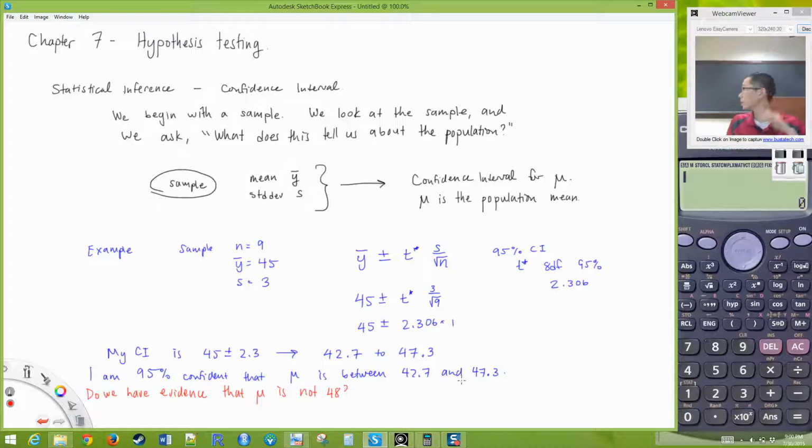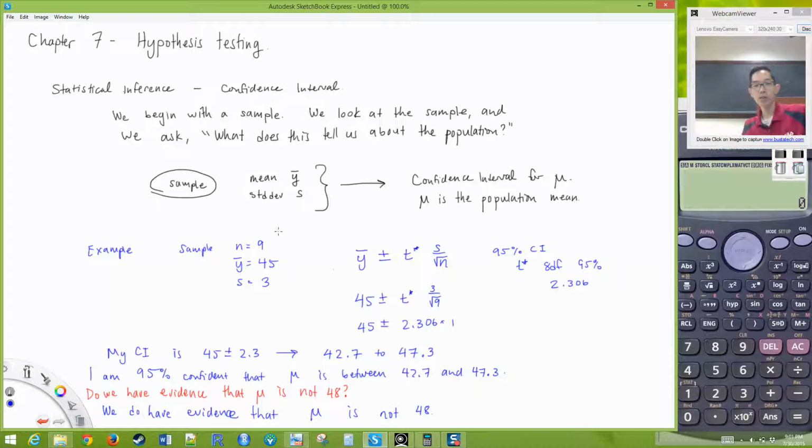Okay. And so, Richard, based on our confidence interval, what would your answer be? Yes, we do have evidence that mu is not 48, because 48 is not between the ends of the interval. Exactly, it is not between the ends of the interval.